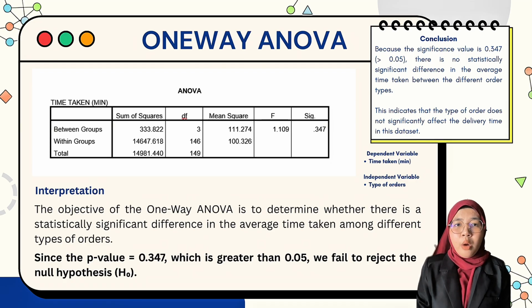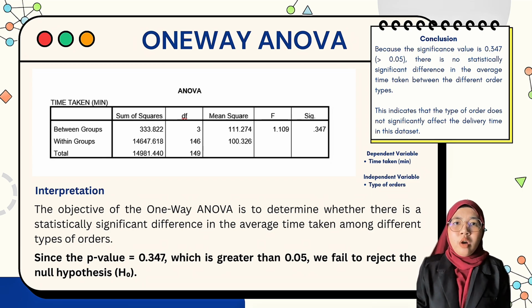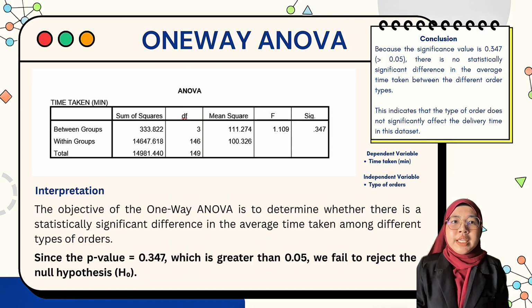Next is the result of the one-way ANOVA. The purpose of the one-way ANOVA is to determine whether there is a statistically significant difference in the average time taken among different types of order. Since the p-value of 0.347 is greater than 0.05, we fail to reject the null hypothesis. This indicates that the type of order does not significantly affect the delivery time in this dataset. Next, I will pass to the next presenter.